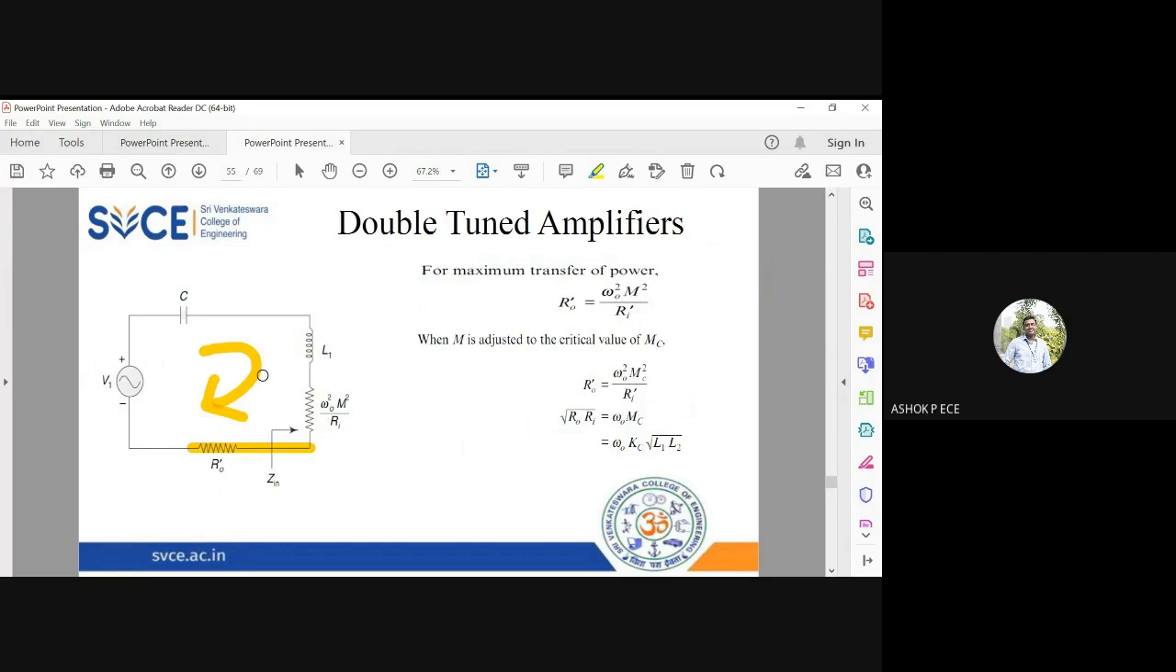So in a single loop, whatever resistance value, if you have two resistances, the maximum power will be transferred only when the two resistance values are the same. So this R naught dash and this resistance value should be the same. So that is what is given here. Even this you studied in Thevenin's theorem or the maximum power transfer theorem, right?